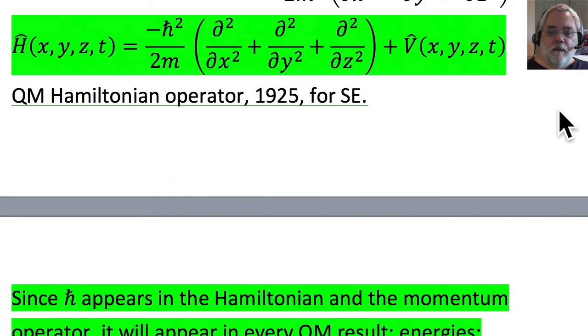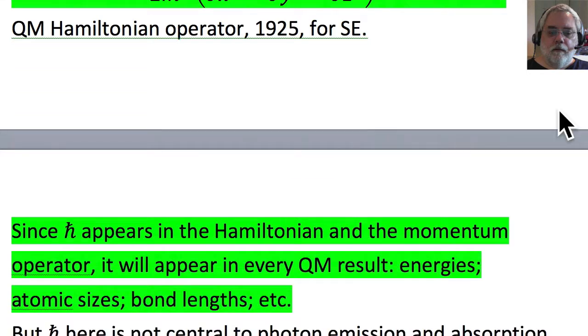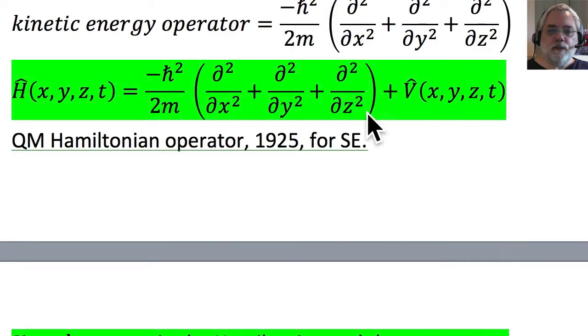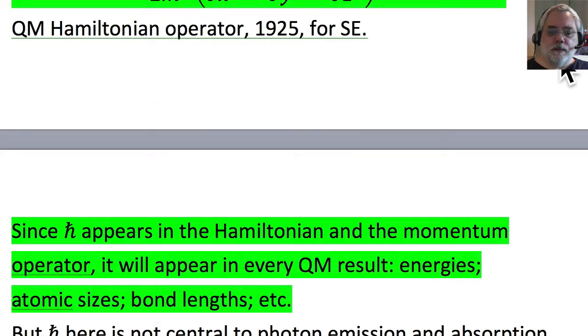Now, H bar does appear in the Hamiltonian. As we said, well, it better if it's going to be able to affect energy levels, sizes of atoms, and so forth. So H bar appears on the left-hand side dealing with time, and on the right-hand side dealing with momentum. It's therefore going to appear in every quantum mechanical result: energies, atomic sizes, bond lengths, etc.